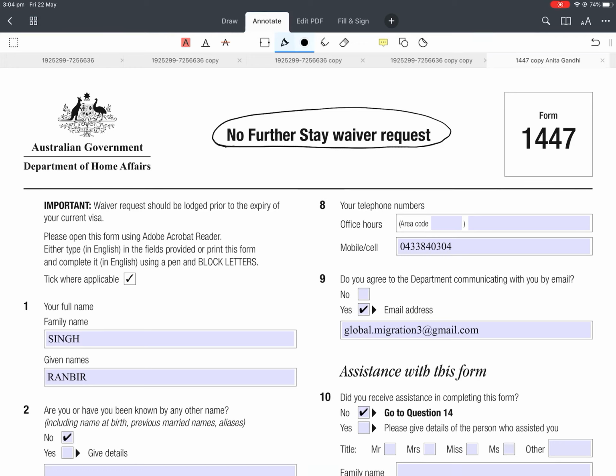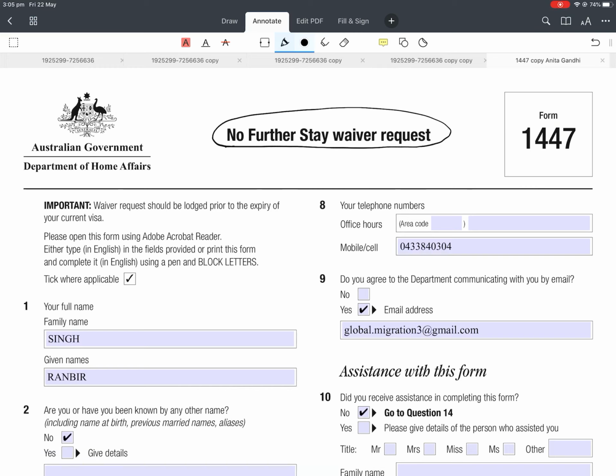So just to give you an overview about no further stay condition, it's applicable to other visas as well. But as I said, we are going to be talking about visitor visas today. It's a condition which is applicable on visitor visas where you cannot apply for most of the visas unless you get a waiver of this condition. So to give you an example, someone on a visitor visa wants to apply for another visitor visa and they've got a no further stay condition on their current visa, they'll have to have this condition waived off before they can apply for another visitor visa.